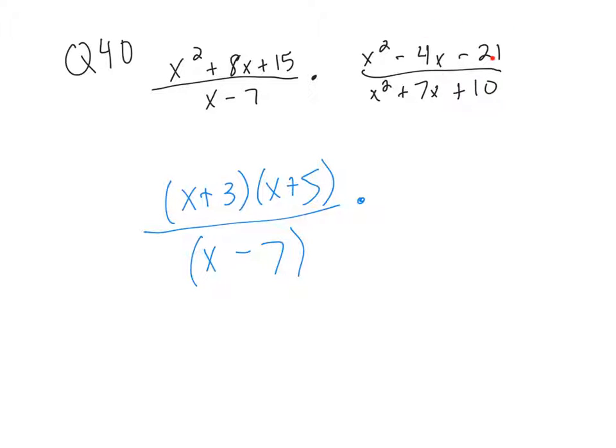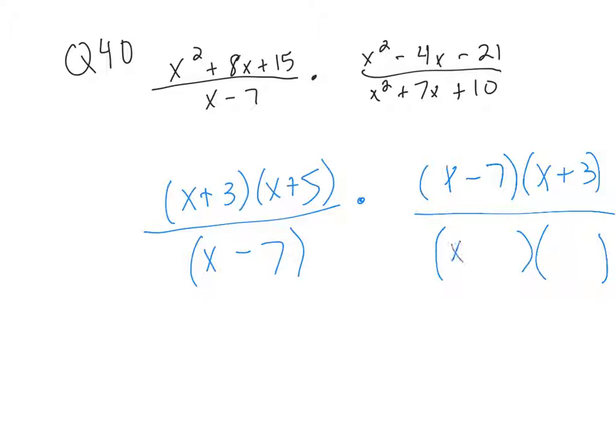Factoring this top here, what are the factors of 21? 3 and 7 should come to your mind. They both have a minus sign, so one will be negative, one will be positive. The bigger number has to be the minus sign because of the minus sign in the middle. If we double check this, minus 7x plus 3x will give you the negative 4x. And the bottom, what are the factors of 10? 2 and 5 work. 2x plus 5x is 7x.